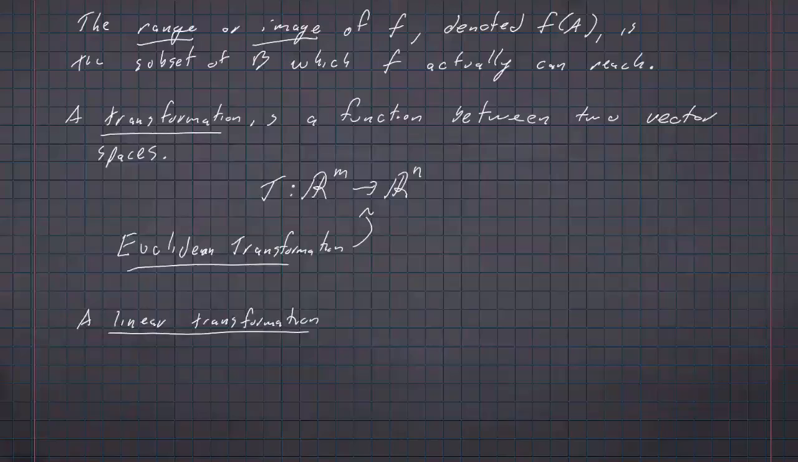But as the title of this video suggests, what we really care about is a linear transformation. A linear transformation is, of course, a transformation. And I'm going to define this very generally between vector space A and vector space B. For today, we're only going to be looking at Rm to Rn, but the idea of a linear transformation will work for other vector spaces once we get there.